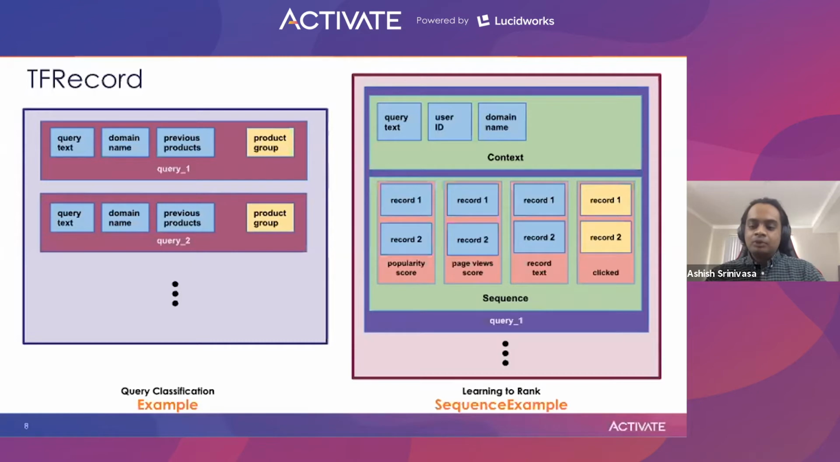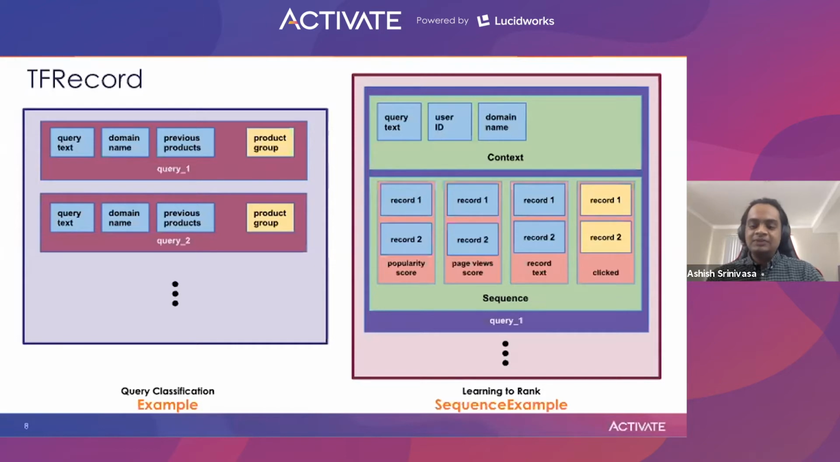The second type of protobuf message supported by TFRecords is called sequence example. Sequence example contains two subtypes of features called context features and sequence features or feature lists. We use this to store data from models like learning to rank. We use the context features to store features that are common across the query, such as query text, domain name, and user ID. And similar to the example message, this is stored as one single substructure as key value pairs.